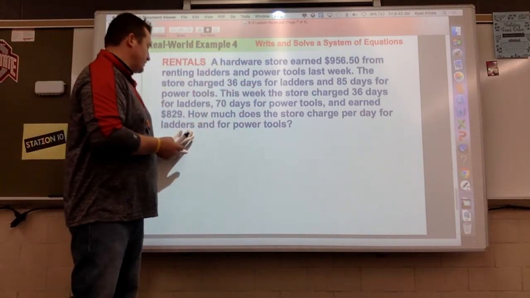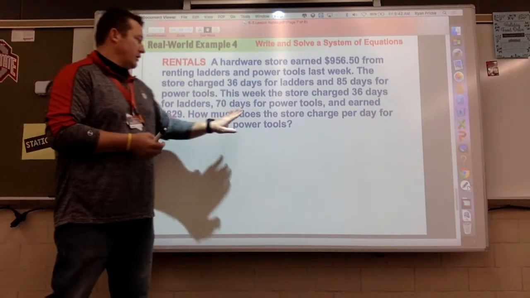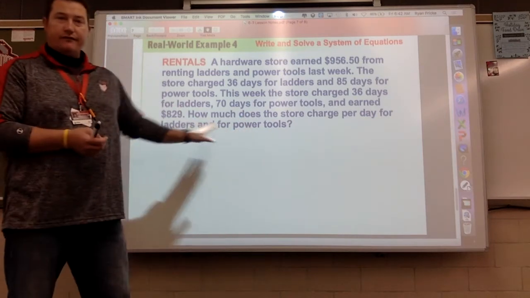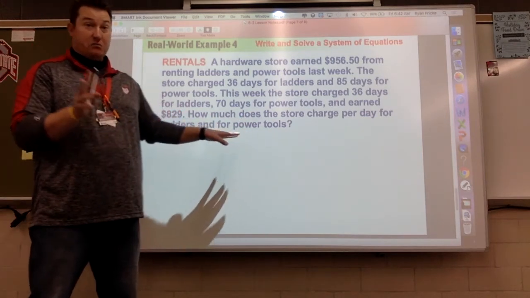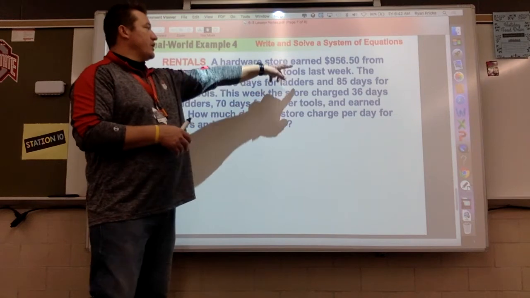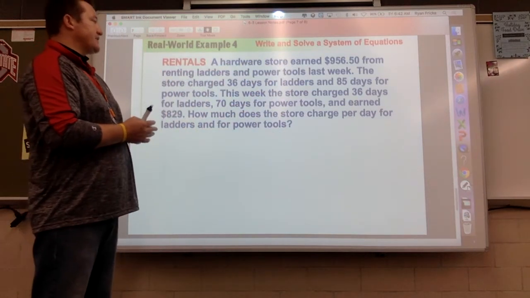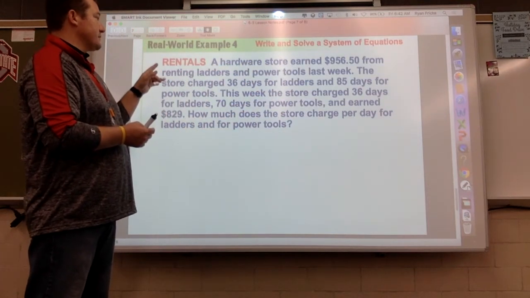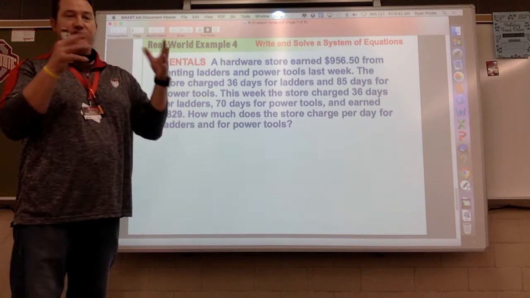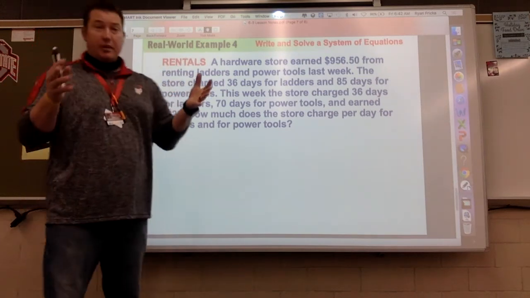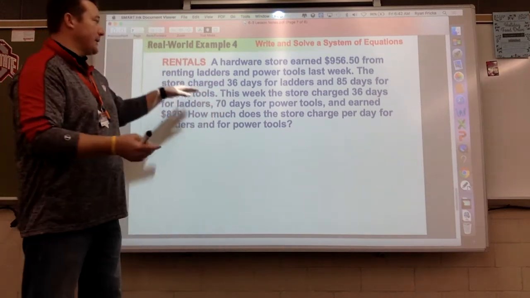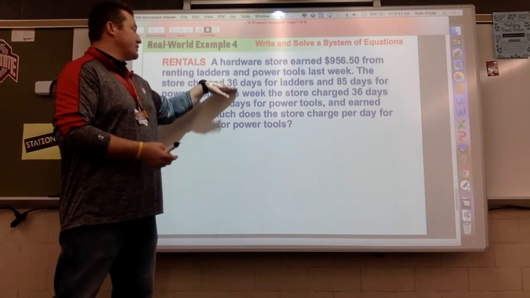Okay? So let's just call those L and P, for ladders and power tools. Great choice. So we know that they earned $956.50 from renting these two things. Apparently, they live in an area where people need ladders and power tools. All right. And they charged 36 days.